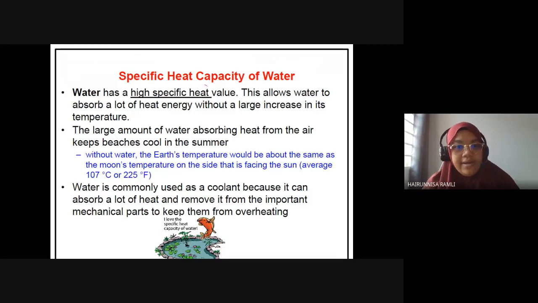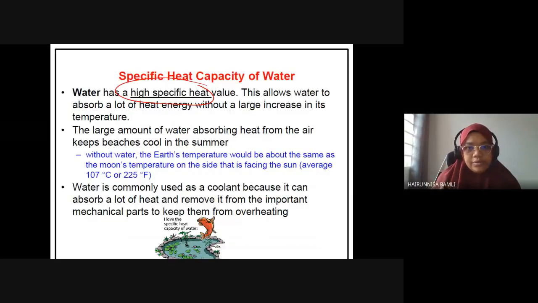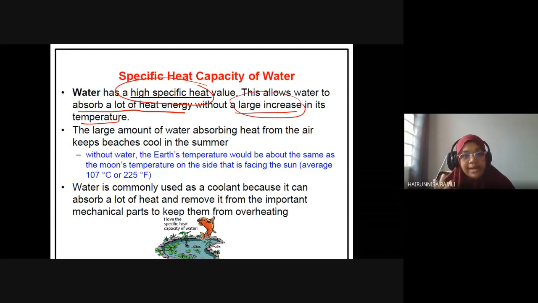Okay, so water, kita tahu tadi very high specific heat. Tadi value dia kan 4.18. So kenapa kat situ? Apa sebenarnya yang berlaku? So this actually allows water to absorb a lot of heat energy without a large increase in temperature. Remember, I mentioned previously, specific heat atau heat capacity is inversely proportional to the temperature rise. Maksudnya, even you punya heat energy you tinggi, tapi increase in temperature tu tak tinggi.